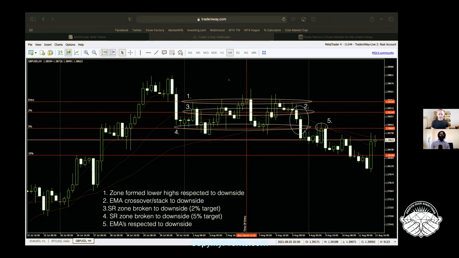All right, guys, so jumping into this pound USD sell we called out to the team, you can see right here, time of entry, we entered in right around here. Now we're going to break down, as always, the 5 reasons as to why we called this trade out to the team, giving us further confirmation that our analysis was accurate on this trade. So starting off with number 1, we had the zone formed lower highs and respected to the downside.